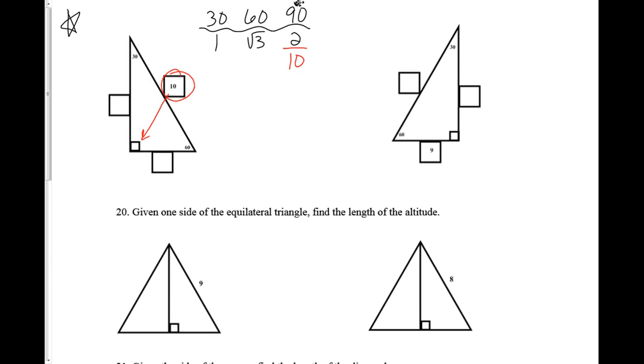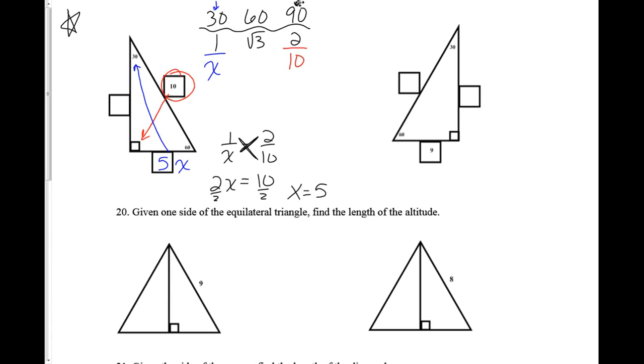And then I need to label one of the sides as x. I'll call this side x. It's across from the 30, so I go to my 30 and I make a fraction with the 1. I'm going to take these two fractions and set them equal to each other. So I have 1 over x is equal to 2 over 10. I cross multiply and I get 2x is equal to 10. I divide both sides by 2, and that gives me x is equal to 5. I place the 5 in the diagram in the box for that side.